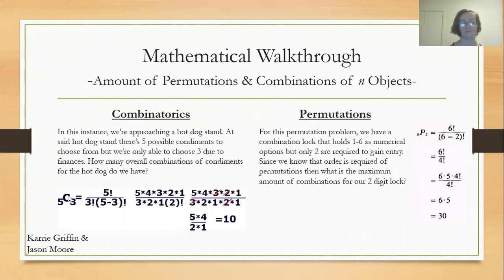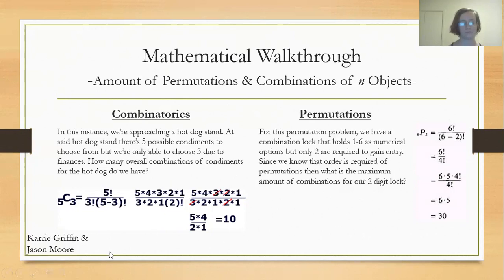Here we have our equation for combinatorics. We have 5 as our first variable, the 5 possible condiments, and 3 is the 3 total that we choose. We put those into our combinatorial equation. On top is the total possible number of condiments, 5 factorial. Underneath we have 3 factorial, multiplied by 5 minus 3, which gives us 2 factorial.